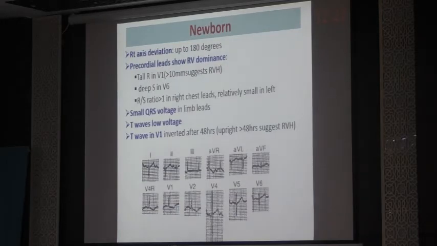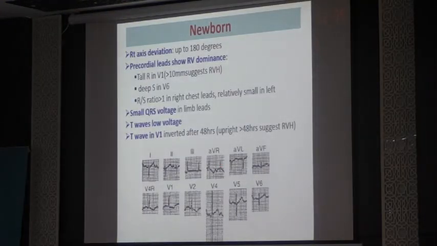If you look at the newborn, there is right axis deviation. ده الطبيعي بتاعه. Right axis up to 180 degrees. والprecordial leads show right ventricular dominance. والR wave موجودة in V1 and pure S in V6. You can see the tall R in V1, لو زادت عن 10 millimeters suggest right ventricular hypertrophy، لأن هعرف إزاي right ventricular hypertrophy in the neonate.